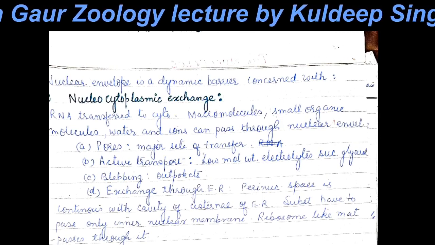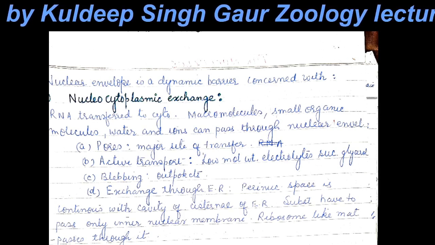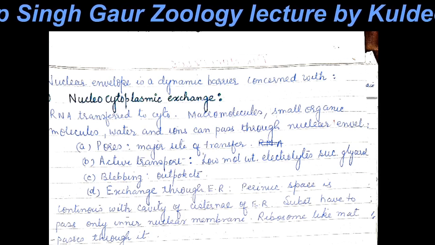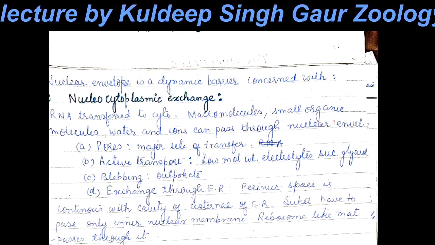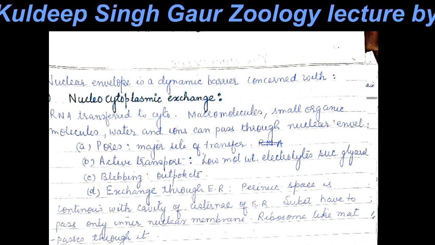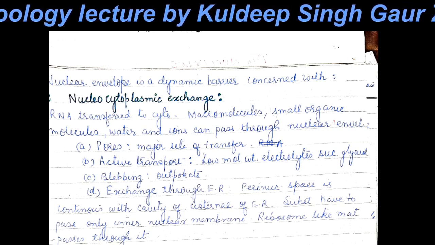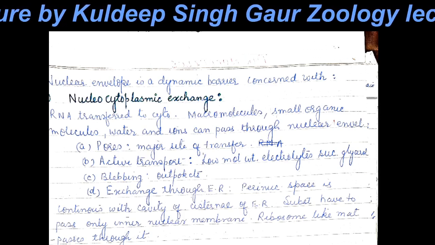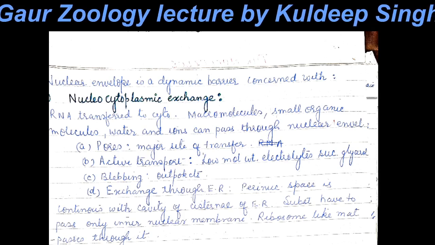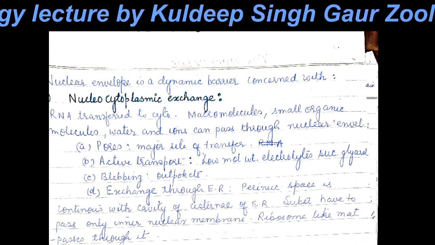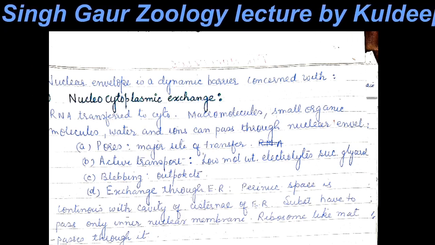Therefore, the nuclear envelope can be called a dynamic barrier. Then, nucleocytoplasmic exchange. The RNA which is formed by the DNA of the nuclear material is transported to the cytoplasm along with macromolecules, small organic molecules, water and ions through the nuclear envelope. Pores are the major site of transfer of these materials. The transport is effected by active transport and also passively. Blebbing also occurs, which is the outpocketing of the nuclear membrane, and the material which is packed in the blebs is transported to the cytoplasm.